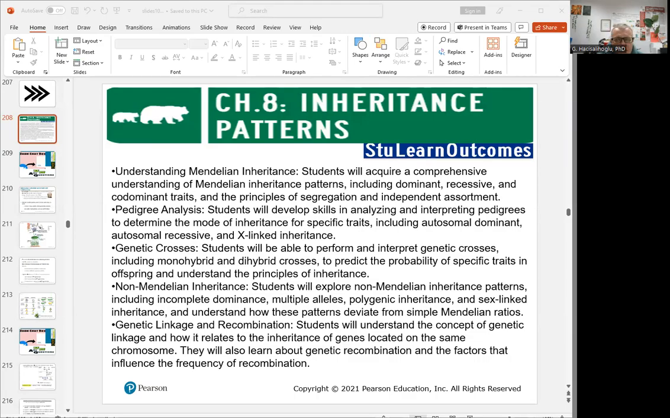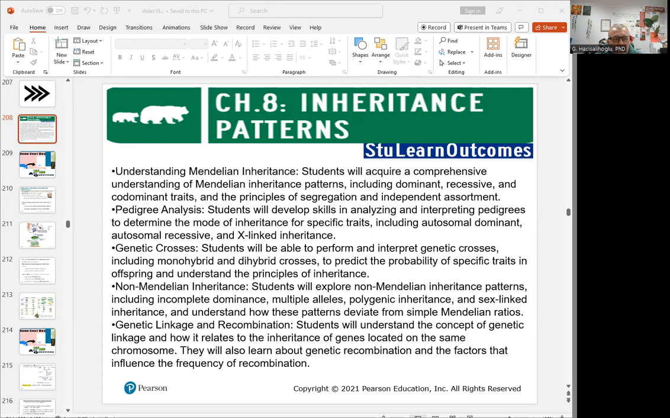This is Dr. Hasid, and today's topic is inheritance patterns, or Mendelian genetics. So we have student learning outcomes for this chapter. This is chapter 8 in your orange book. Again, Mendelian genetics. One of the SLOs is basically understanding Mendelian inheritance, how Mendelian genetics works.